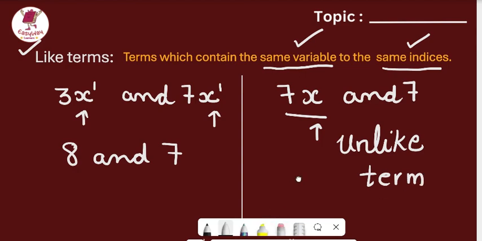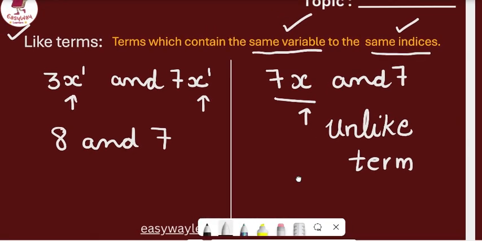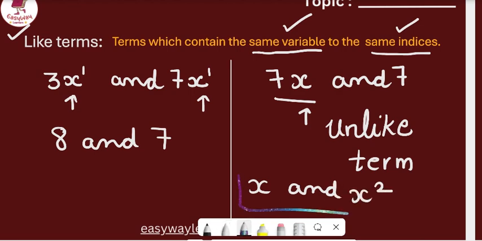Now let's see another example. x and x square. According to the condition, we have the same variables, x and x. But what is my second condition? The second condition is that they should have the same indices or the same powers. We can see here that this x has a power of 1 and this x has a power of 2. So they are not like terms, but they are unlike terms.